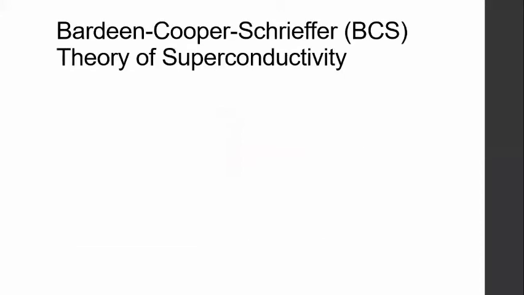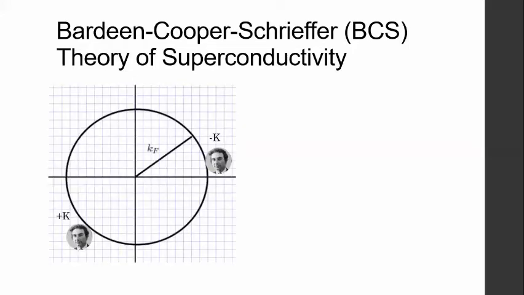Let's talk about the Bardeen-Cooper-Schrieffer, or BCS, theory of superconductivity. It considers a Fermi sea with radius kF, which is the Fermi wave vector, and the Fermi energy. We consider two electrons which lie just outside the filled Fermi sea, one with the wave vector plus k and the other with the wave vector minus k. Both of them have the same energy.